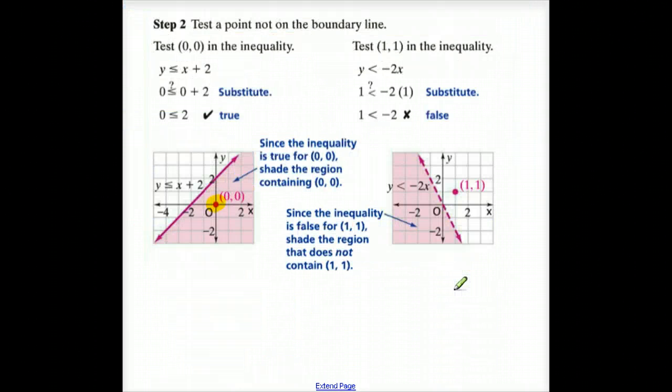Let's check the book. There's their dotted line, and they shaded everything to the left. Looks like they picked the same point as we did, and it was not a solution. It was false.